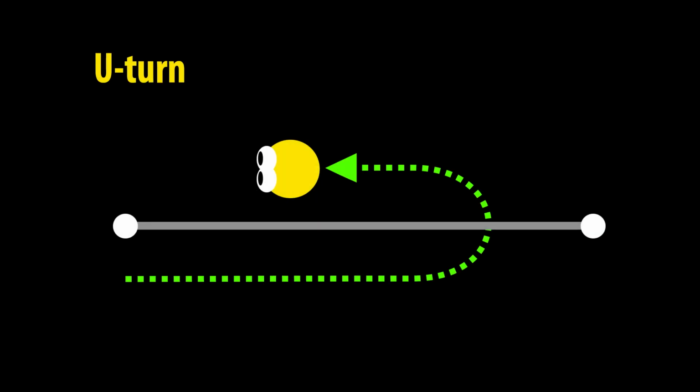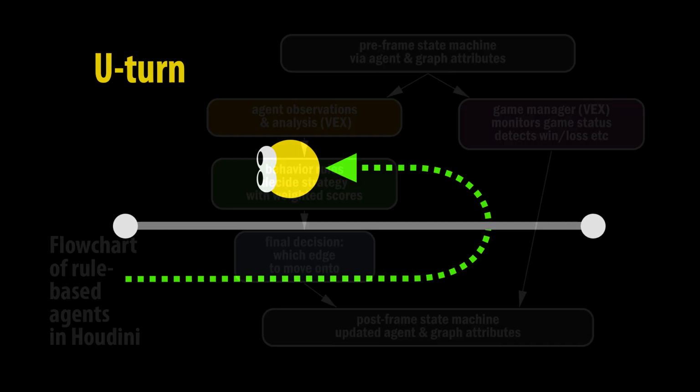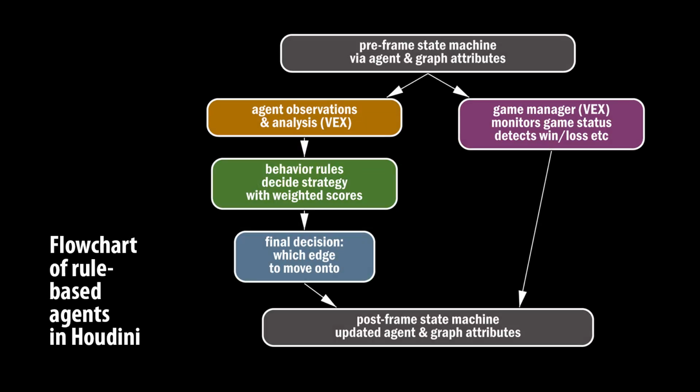The agents can also make U-turns within one edge for split-second decisions. In Houdini, the pipeline is carefully arranged to ensure both agents get access to new info at the same time. The game manager, via its own VEX code, analyzes the game as a whole to detect win or loss conditions, etc. At the end of the frame, the state machine advances by one step.